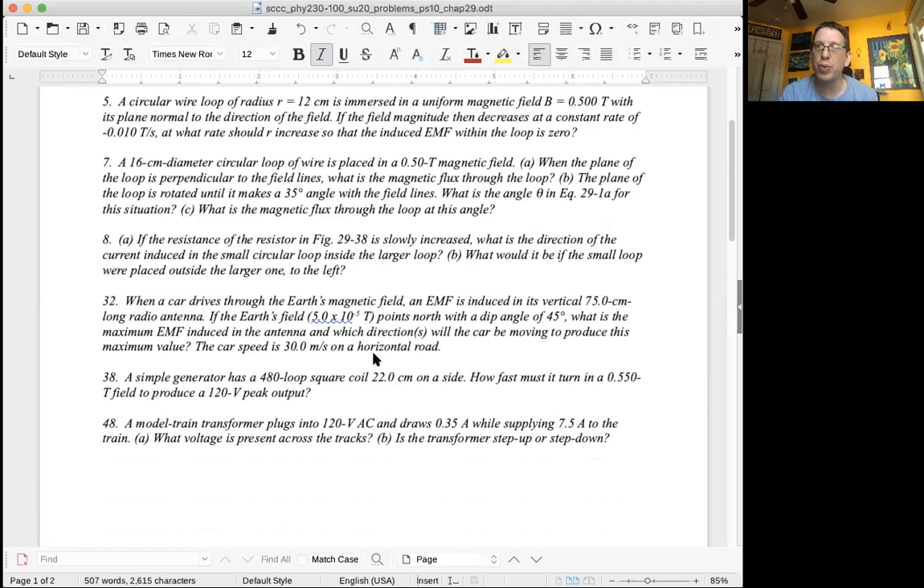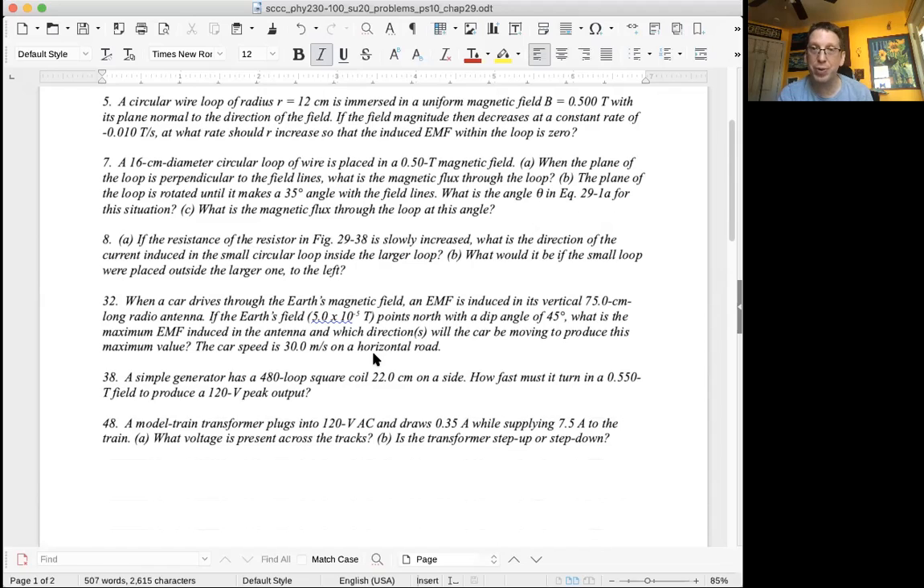So use the general equation: V cross B dot dl. You don't have to do any integration here, but figure out algebraically, and in which direction will the car be moving to produce this maximum value. So it's V cross B dot dl, and dl is just the length of the antenna, which is in the z direction. You figure that out, and the car speed is 30.0 meters per second on a horizontal road.